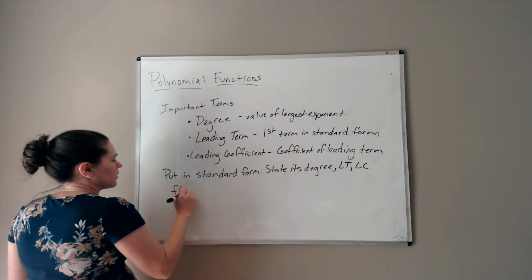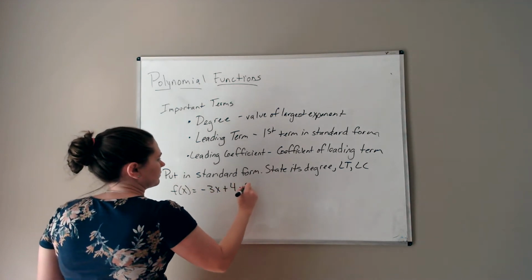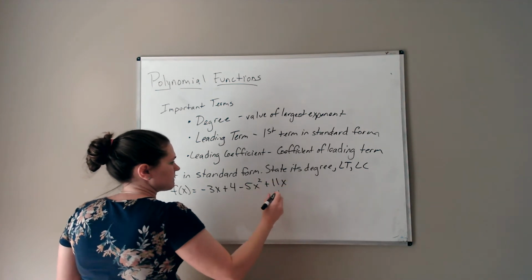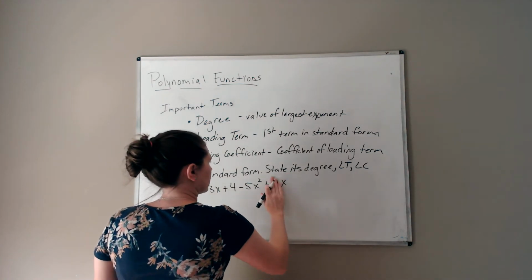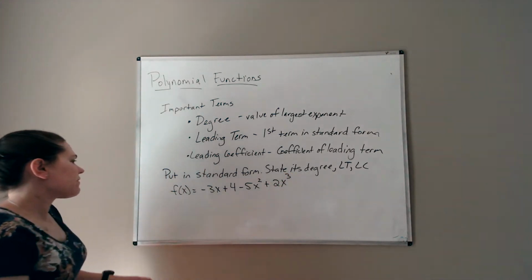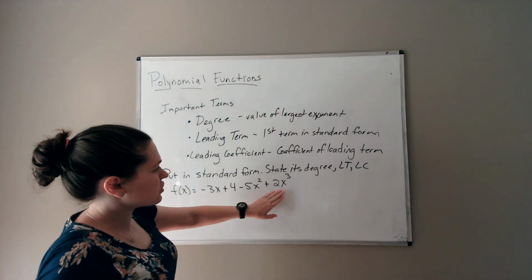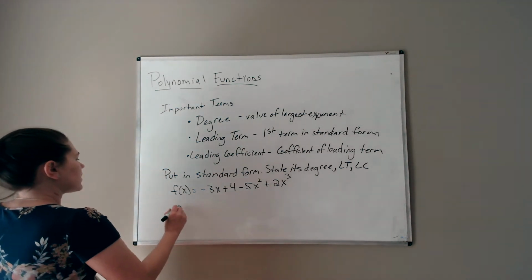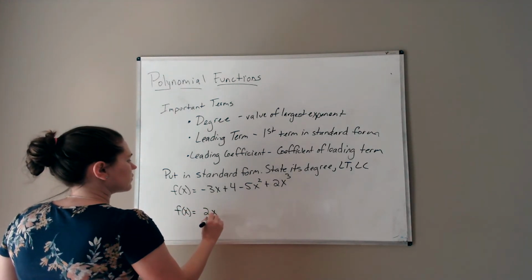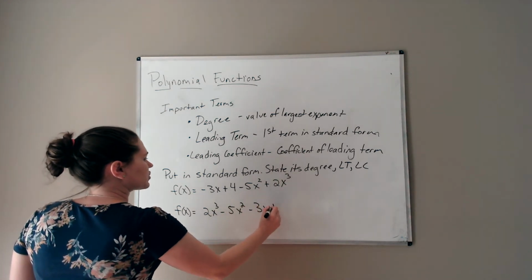Okay, so the polynomial, let's say, f of x equals negative 3x plus 4 minus 5x squared plus 2x to the third. So if you're going to be in standard form, you have to do largest exponent down to the smallest, so that means this should be positive 2x to the third minus 5x squared minus 3x plus 4.